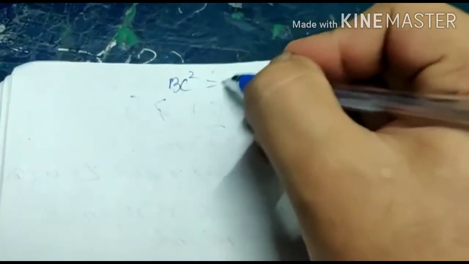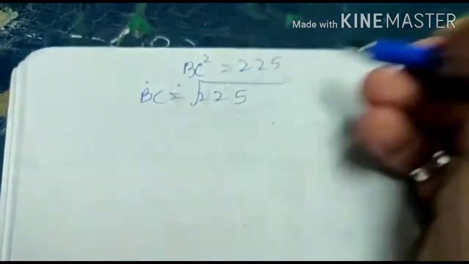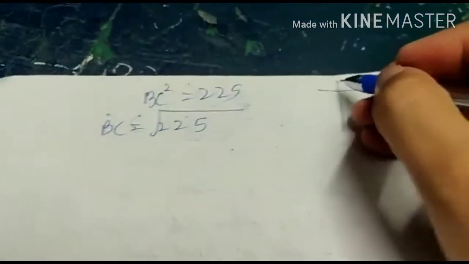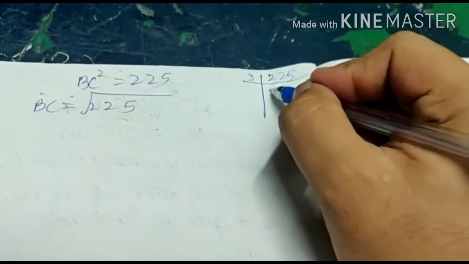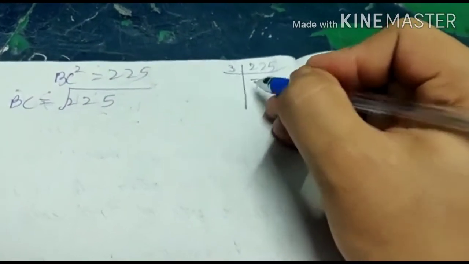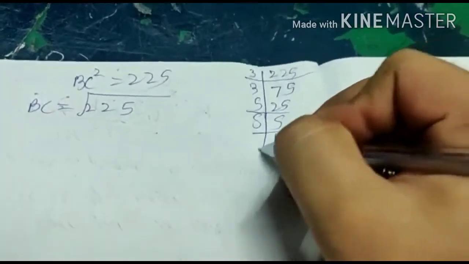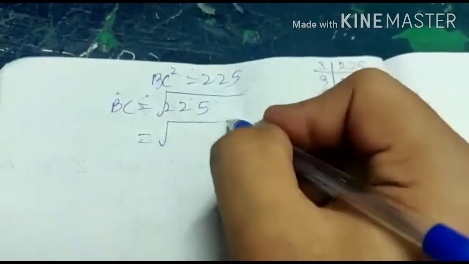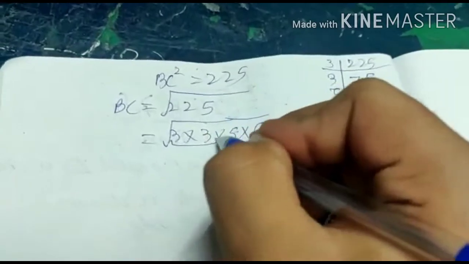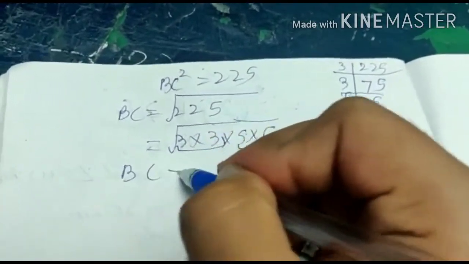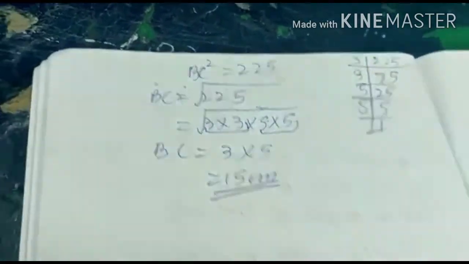BC square was 225. So BC equals to root 225. So for finding root we need to find its prime factors. 225. 3s are 75. 3s are 25. 5s are 5. 5s are 1. So here it is root 3 into 3 into 5 into 5. This is a pair and this is a pair. So BC equals to 3 into 5, that is 15 centimeter. So our third side is 15 centimeter.